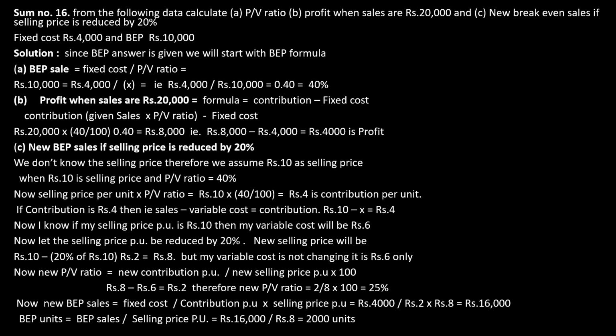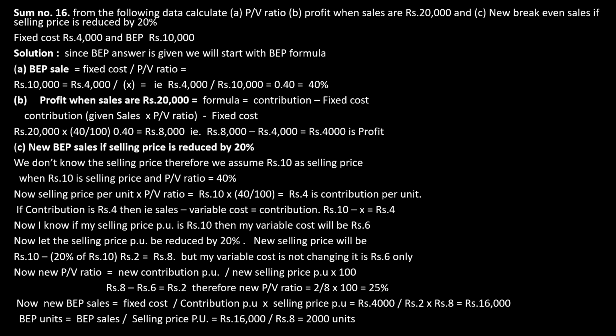The first case, PV ratio. To find the PV ratio, I need contribution by sales into 100. Okay, whenever BEP sales is given as an answer in the sum itself, we'll start with the BEP now. For finding BEP sales, the formula is fixed cost by PV ratio.